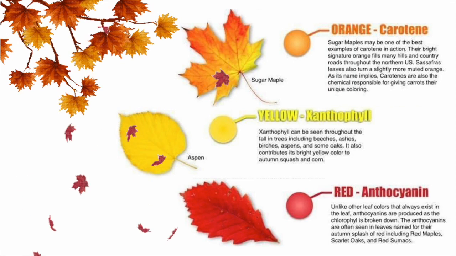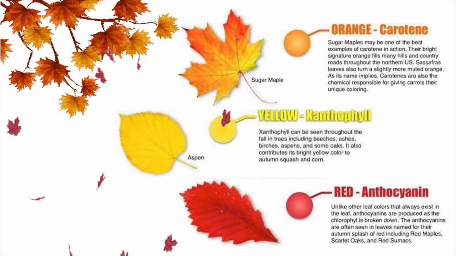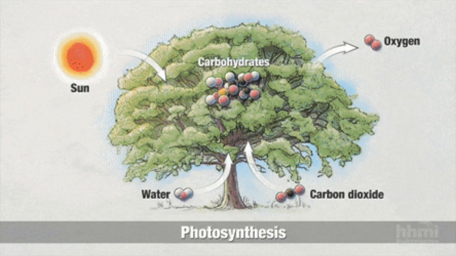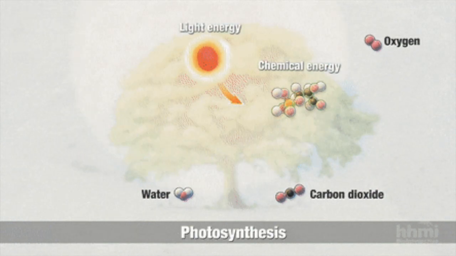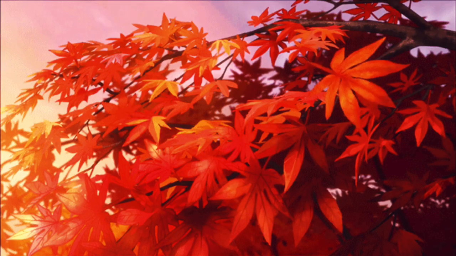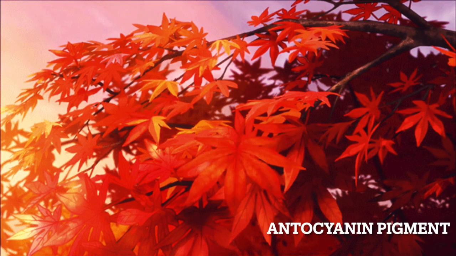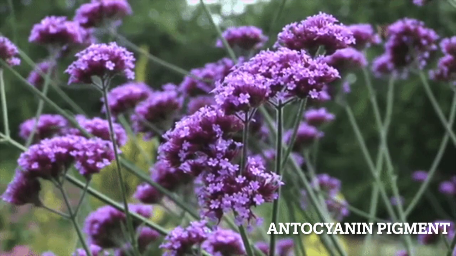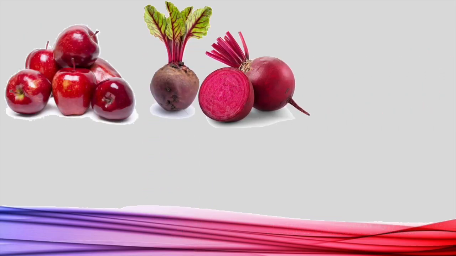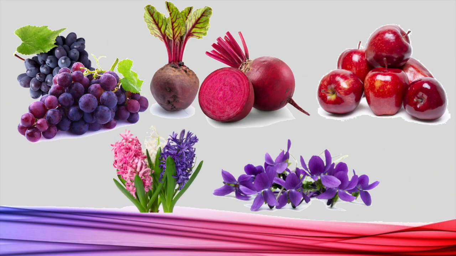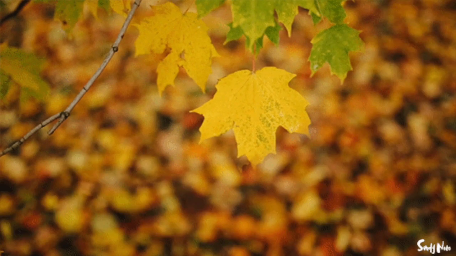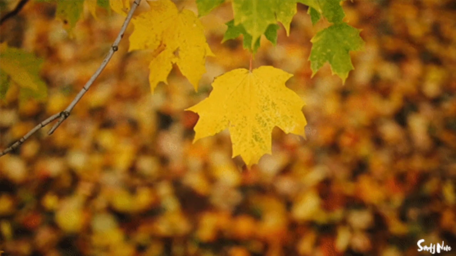Carotene and xanthophyll are secondary pigments that support the photosynthetic process by passing their absorbed light energy to chlorophyll. Further chemical changes in the leaves stimulate production of anthocyanin pigments, giving bright red and purple colors. These are also commonly found in plants such as beets, red apples, and purple grapes, and flowers like violets and hyacinths. In the leaves, these pigments are formed in the autumn from trapped glucose.